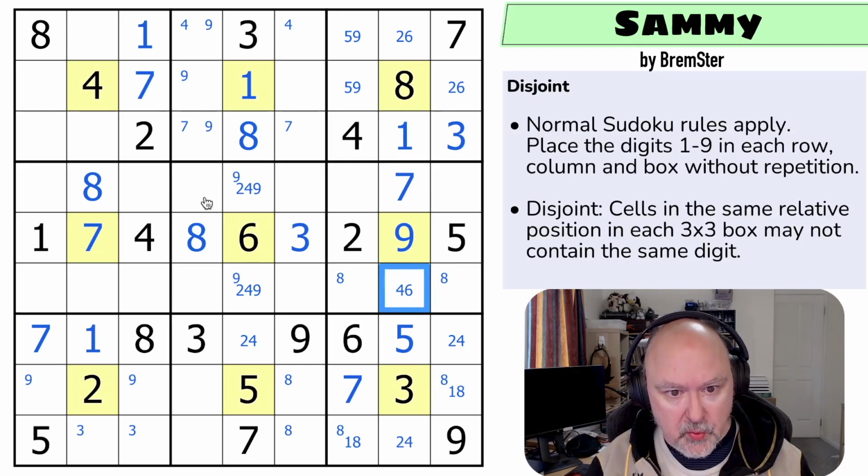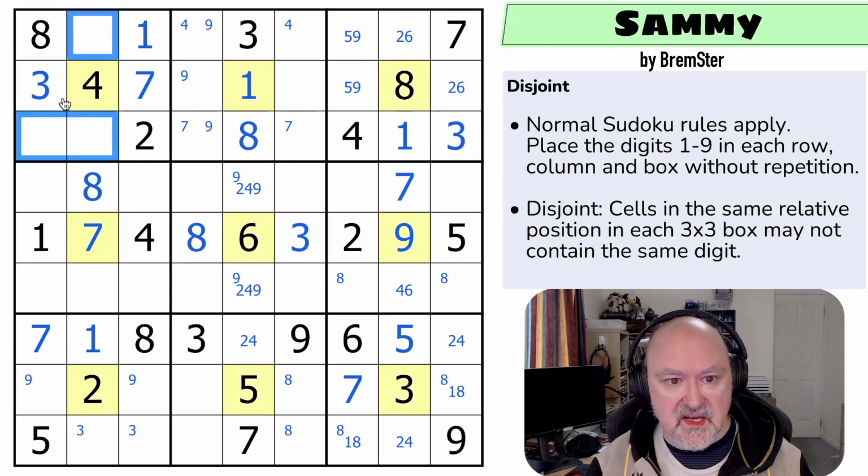Okay, still some more work to do. 3 in this box is in one of those 3. Can I remove any of those? Not that I can see. 5 in this box. Oh no, 3 and 3. That's just the 3. Do your Sudoku, BremSter.